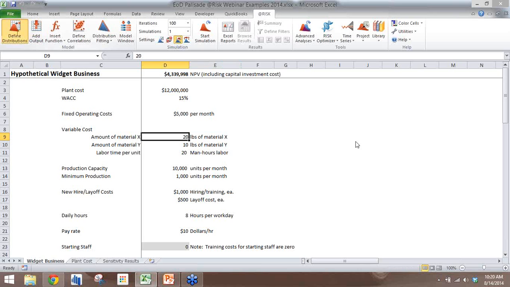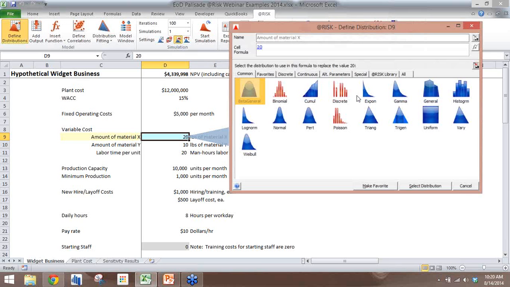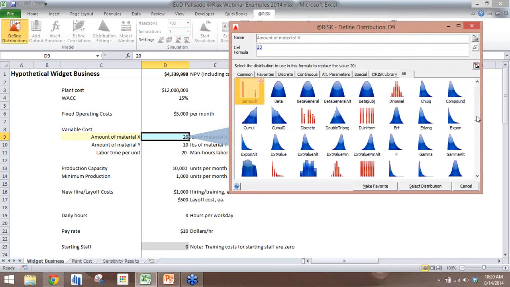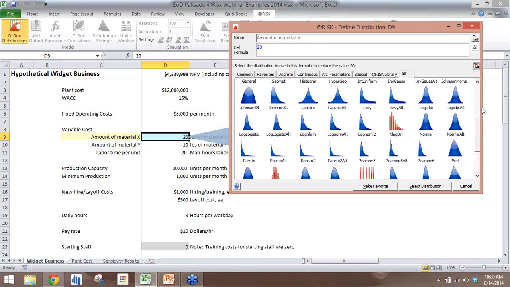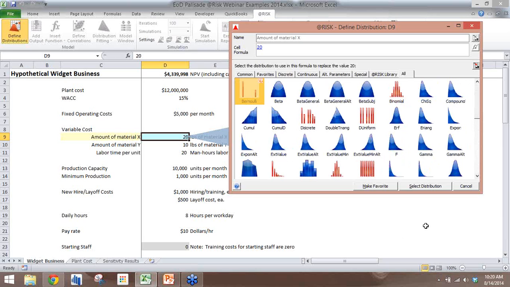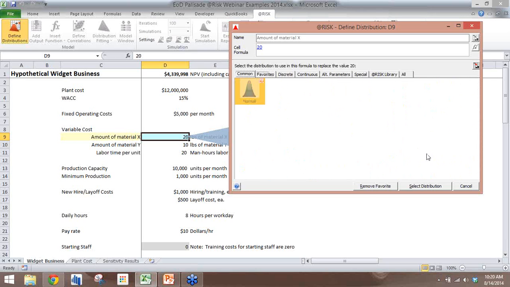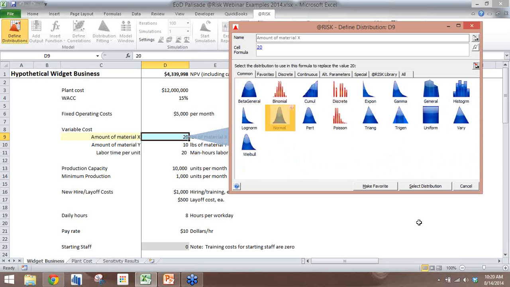What I'll first do is to choose define distributions. I'm going to choose, in this case, a normal distribution, and you can select from this very, very long list of possible distributions based on how you believe that input item behaves. But in this case, I'm going to choose normal. That's a commonly used distribution. I'm going to select that distribution.